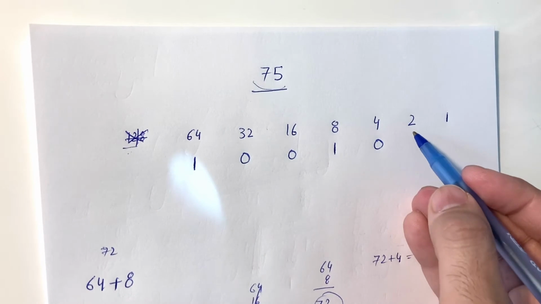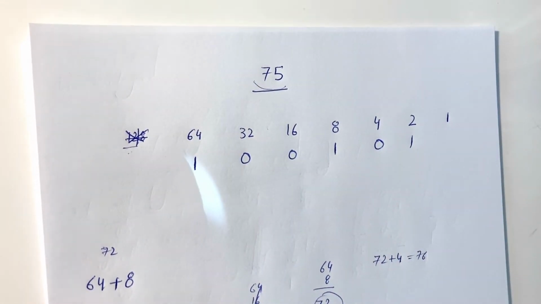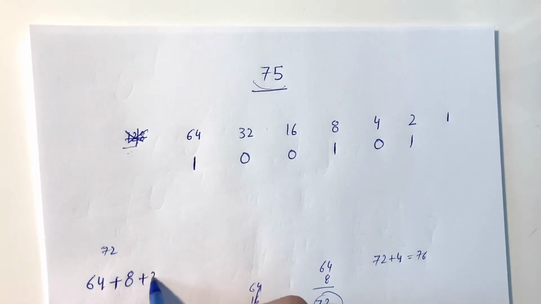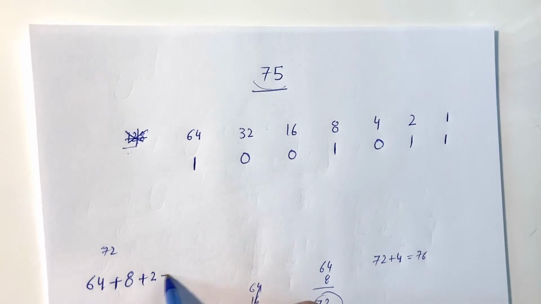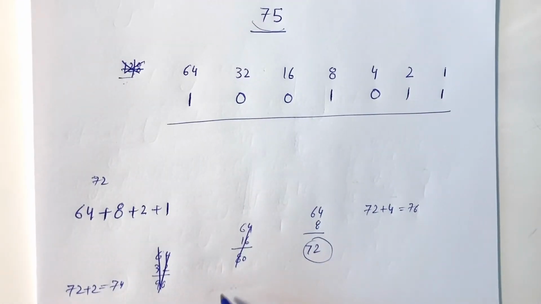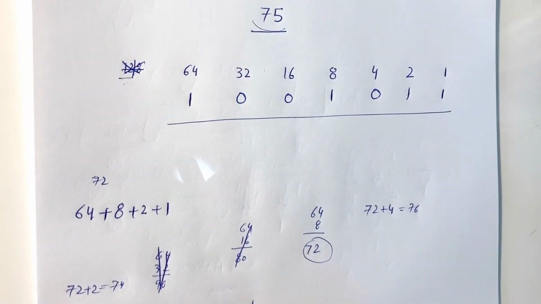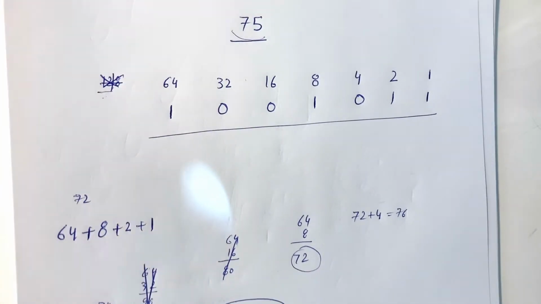Can we add 2? Yes, we add 2. 72 plus 2 is 74. Still we are less than 75. So do we need this 1? Yes, we need this 1 as well. So it will become 75. So the binary for 75 is going to be 1001011. So this is the binary, and the decimal value for this is 75.